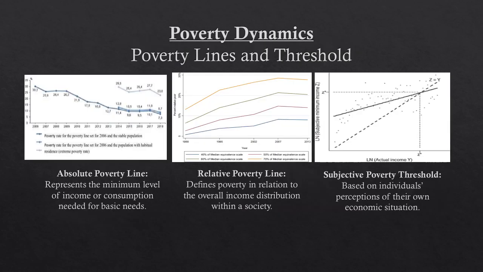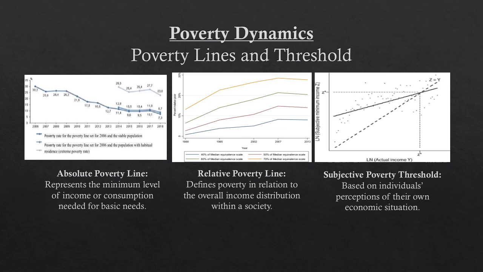Poverty dynamics. So, shifting our focus to poverty, it's a complex issue that goes beyond just not having enough money. There are different ways to measure it. Let's delve into it. Absolute poverty line represents the minimum level of income or consumption needed for basic needs. It's the cost of essential things like food, shelter, and healthcare. For example, the World Bank often uses a global poverty line of $1.90 per day to define extreme poverty.